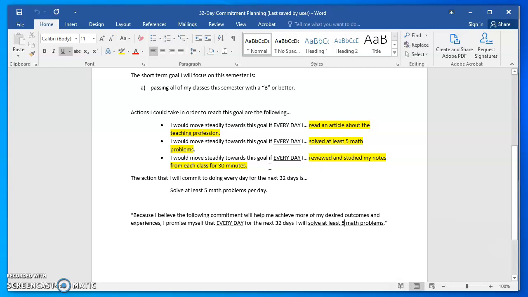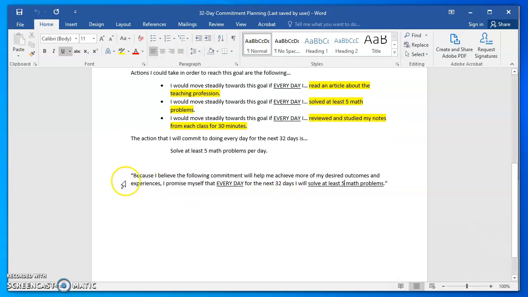So the final step is to pick the action that you are actually going to commit to for the next 32 days. In this example, the student is going to solve at least 5 math problems per day for the next 32 days. So that means that even if the student has finished all their homework problem assignments for the week, they're going to pick up 5 more problems every single day so that they're actively working on the skills that are important to them.